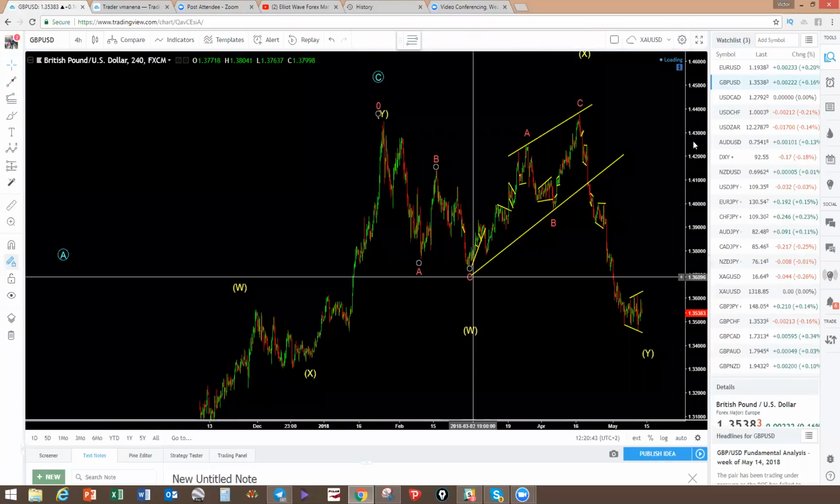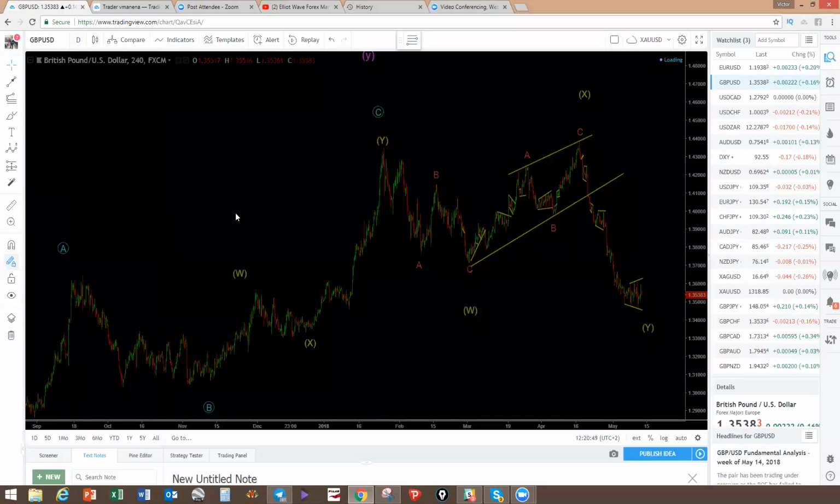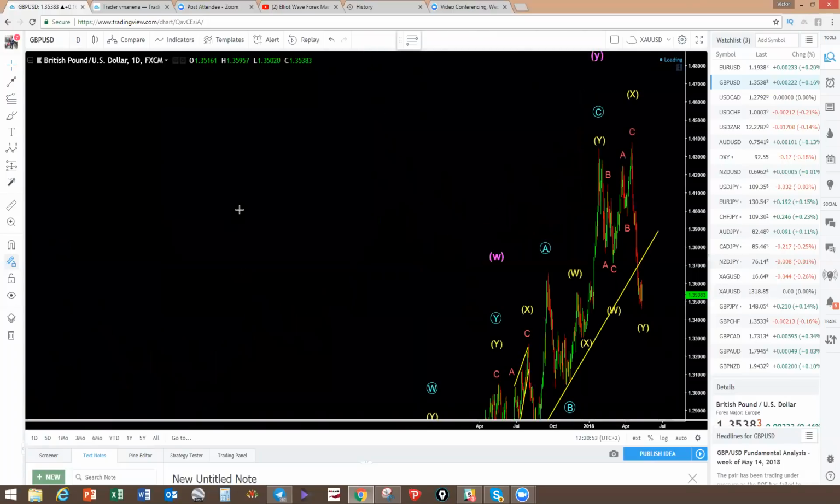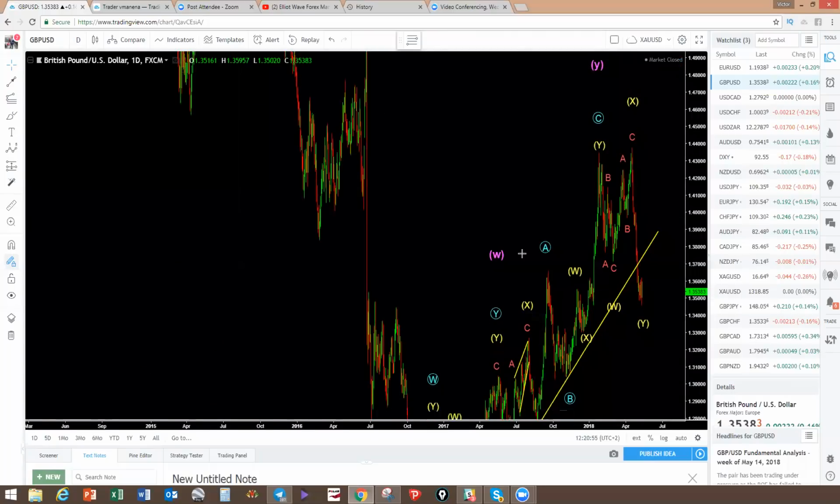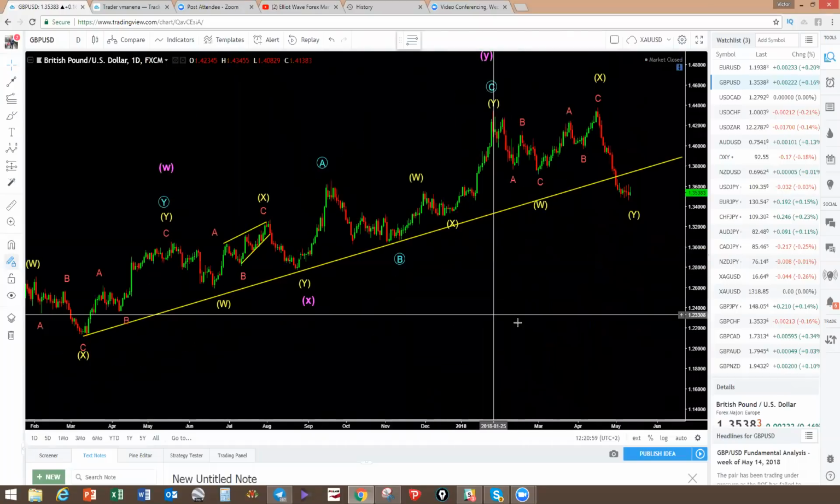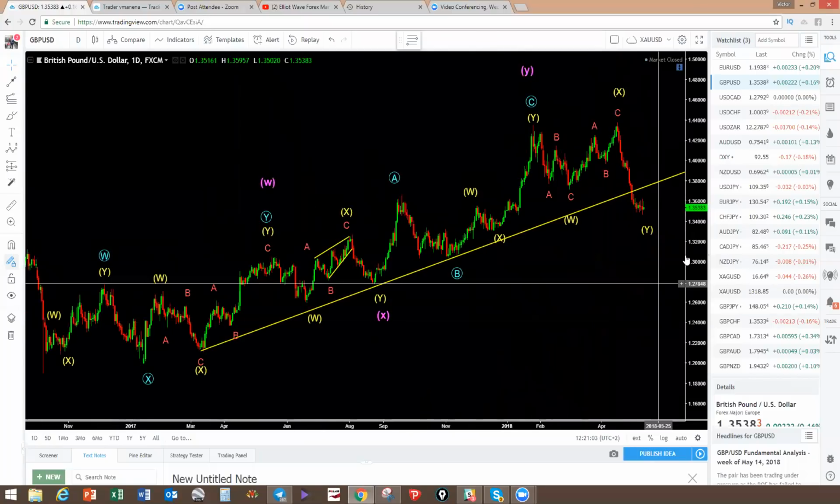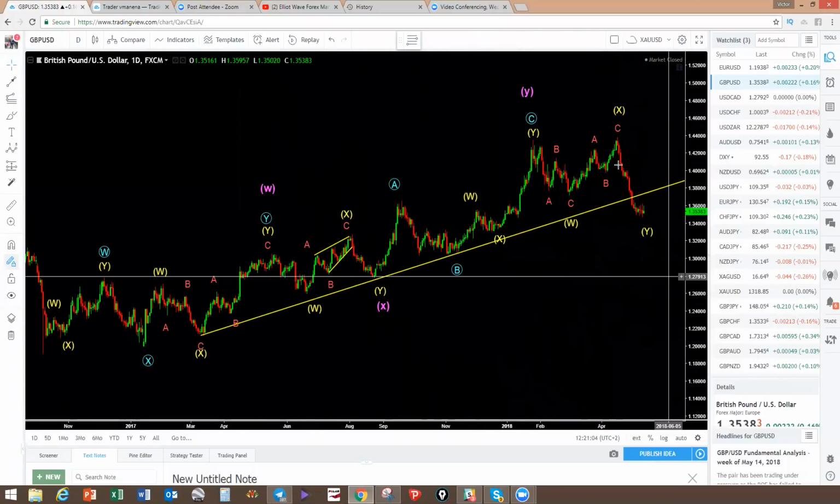Okay, so pound US dollar. So the structure, higher degree, daily. If you do not understand the structure in the higher degree, it's very difficult to forecast and trade, right? Okay, so what are we looking at here?